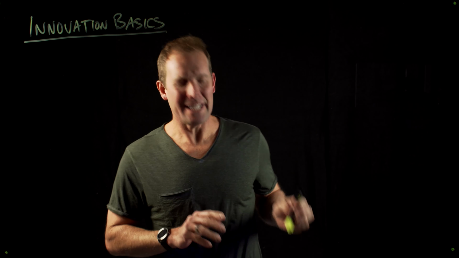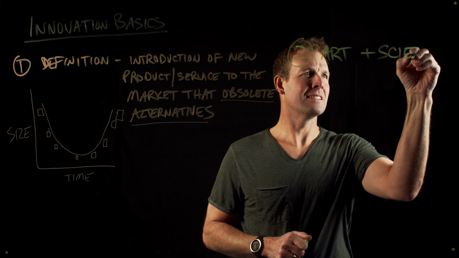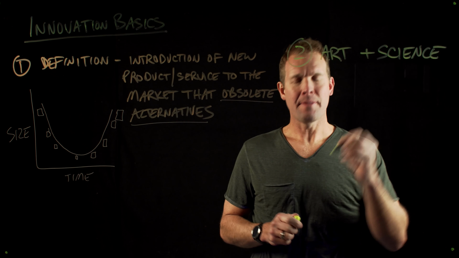Number two around innovation is that we have both the art side and the science side. Okay? This is very important that we distinguish between the two of them. Now, the art side, you may say, okay, let's get a bunch of smart people in a room, a bunch of creative people in a room, and see what they come up with.